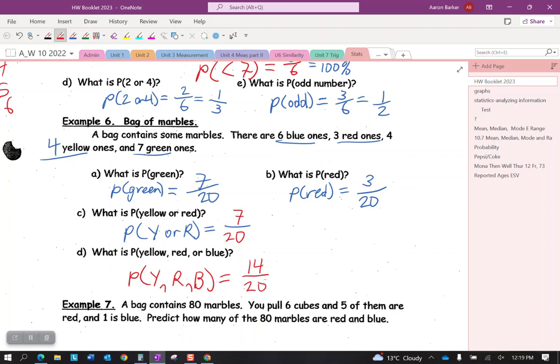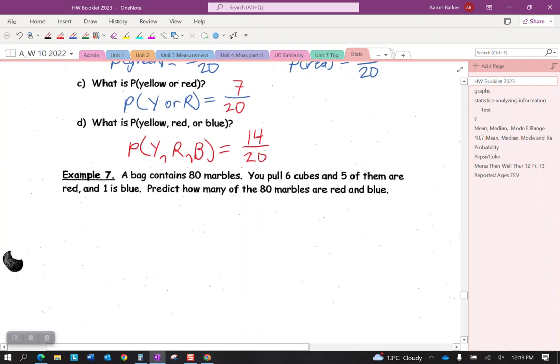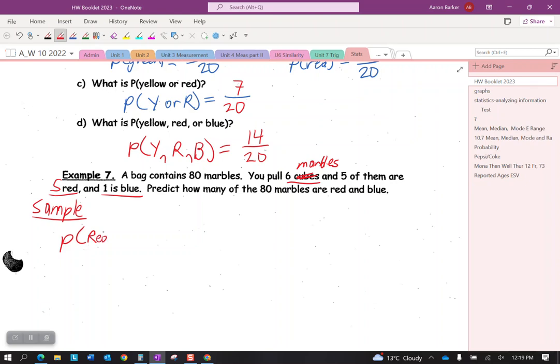So here's how we use it to make some predictions. What we have here is a sample. We've got a bag of marbles. For the sample, you pull 6 marbles. Change that word to marbles. And 5 are red. 1 is blue. So from your sample, what's the probability of pulling a red marble? Well, 5 over 6 that you pulled. So 5 over 6. Yep.